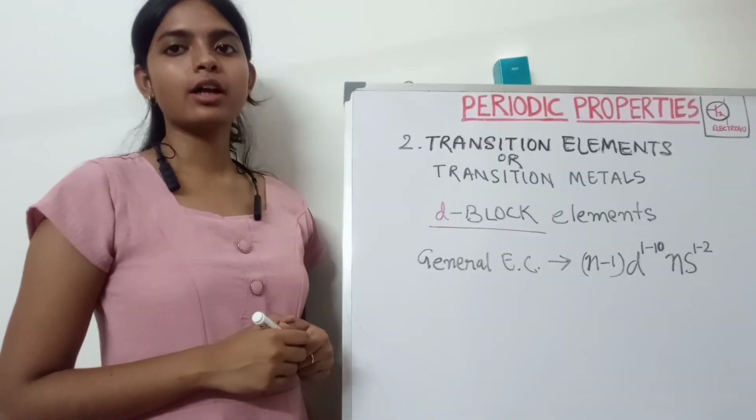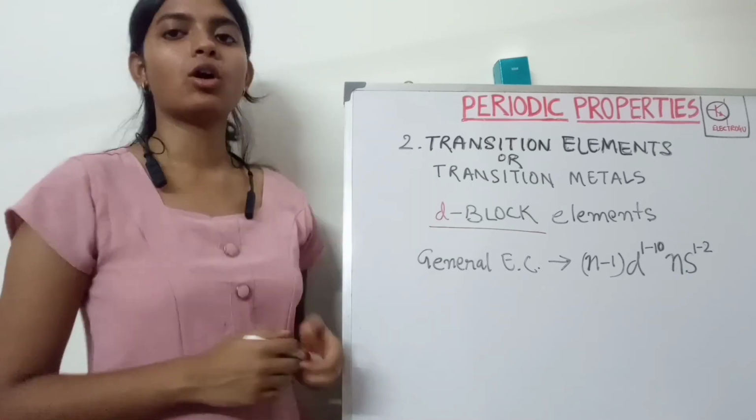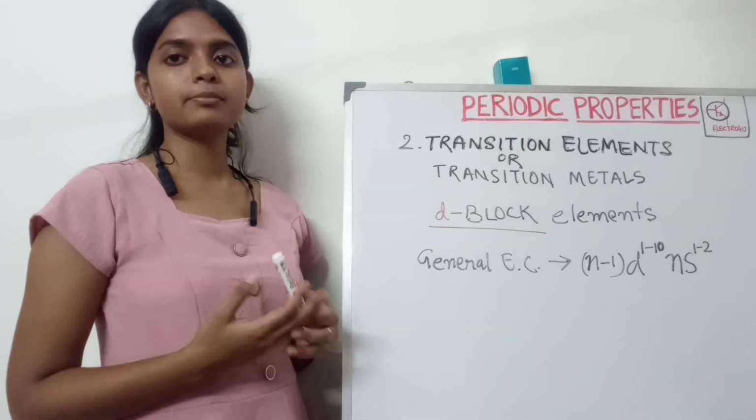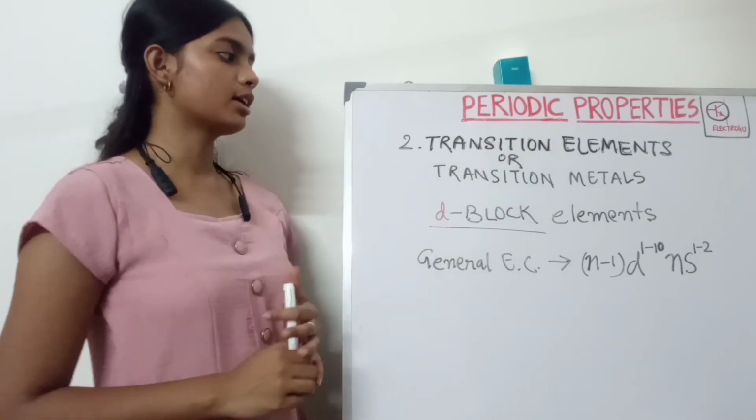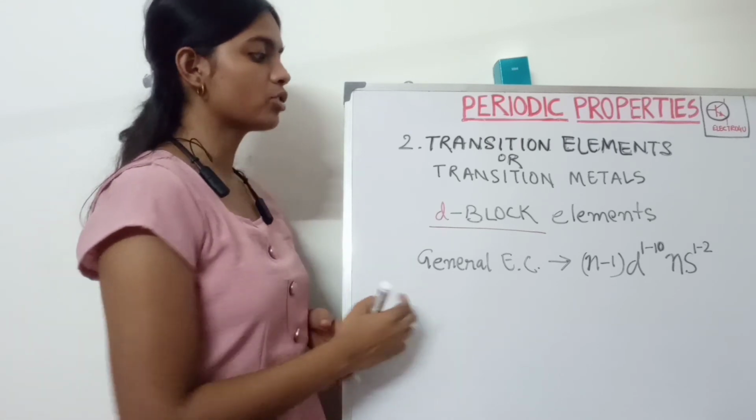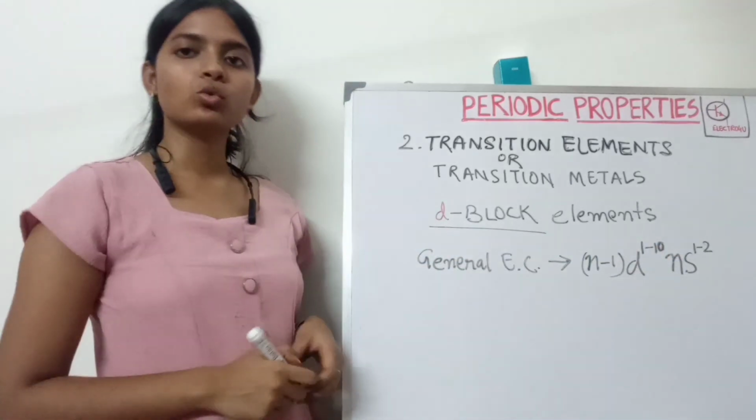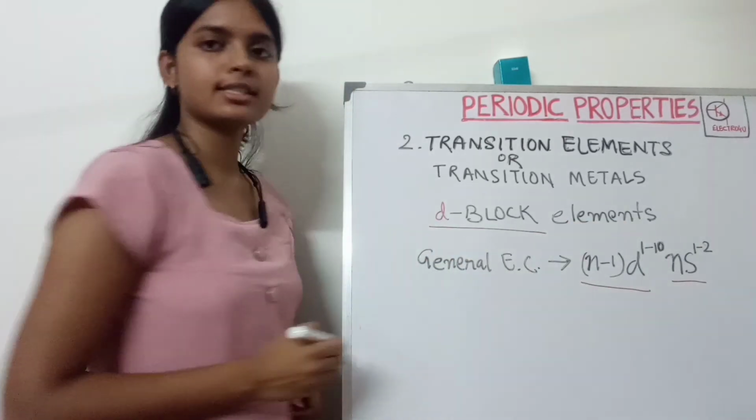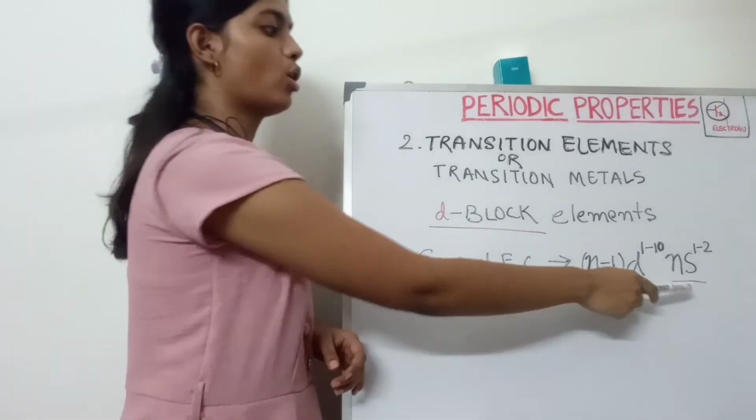Now the second type of element in the periodic table is transition elements, also known as transition metals, because all the elements present in this are metals. These are the elements which come under the D block. For them the general electronic configuration is (n-1)d1 to 10 and ns1 to 2. So here we can see the outermost orbitals are (n-1)d or ns, so for them the valence shell will be (n-1)d or ns.